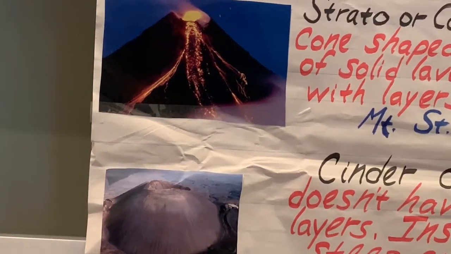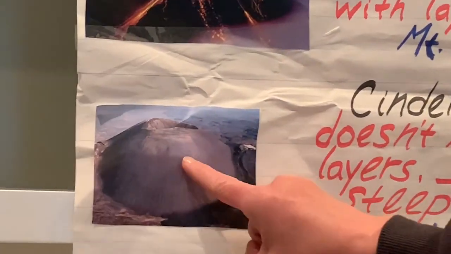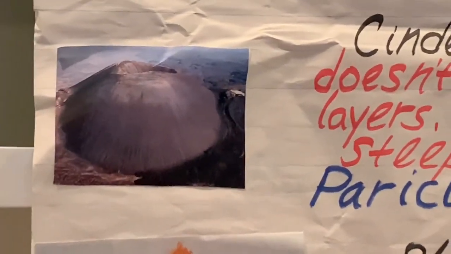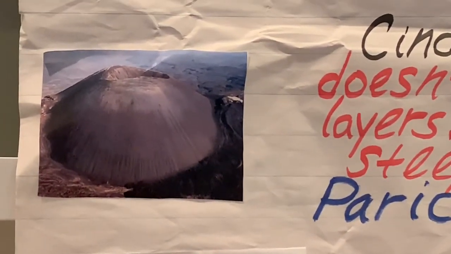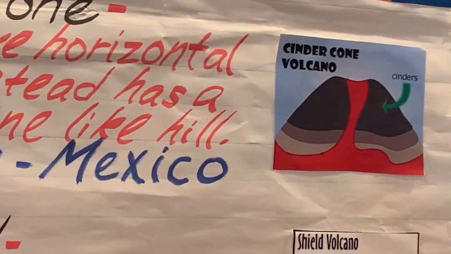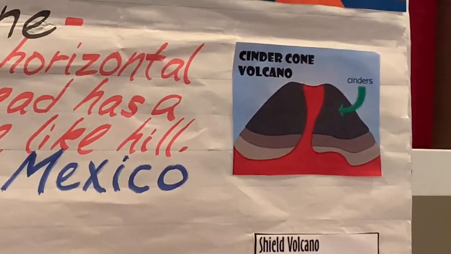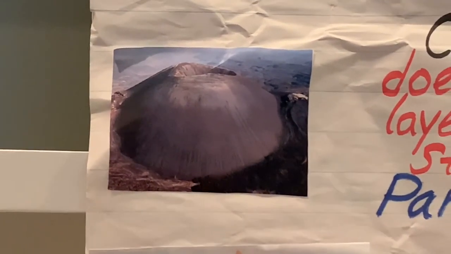Next, there's the cinder cone volcanoes. And look at this. It does look exactly like a cone. And so with the cinder cone volcanoes, they don't have those horizontal layers. They actually have instead a steep cone that looks like a hill. This one, there's a very famous one, Paricutin in Mexico, that this is a picture of.